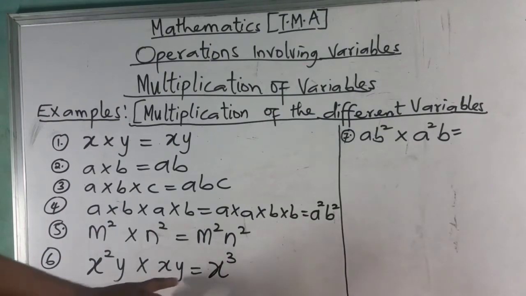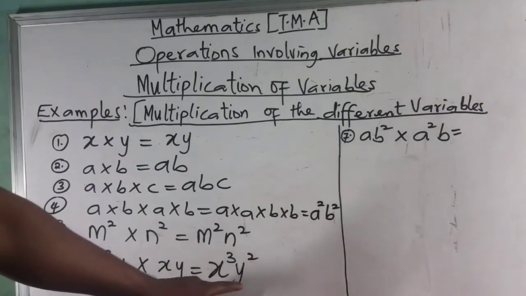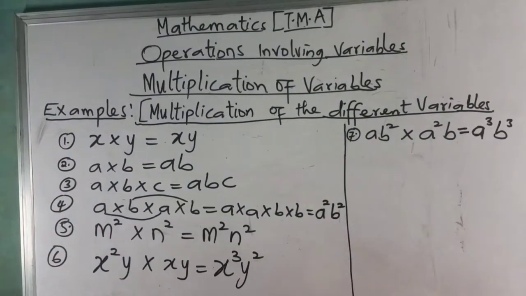Then y times y, they will have to merge each other as well. So y times y, that's y squared. But at the end of the day, they will still have to come together because they are still different variables. So that will be y raised to power 2. So this is x cubed y squared.